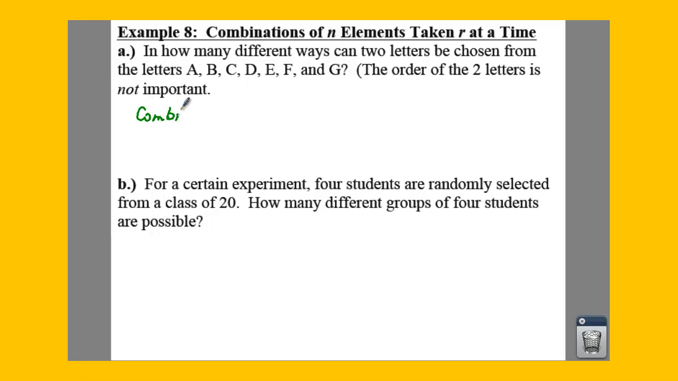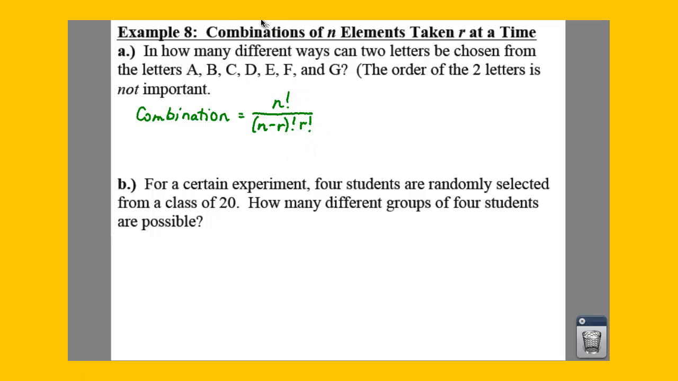So if we have a combination, that's using the formula of n factorial over n minus r quantity factorial times r factorial.